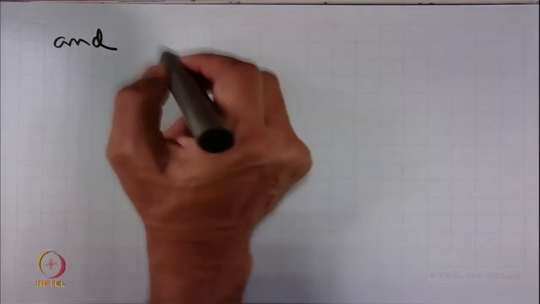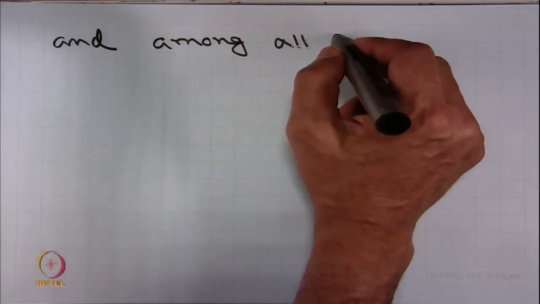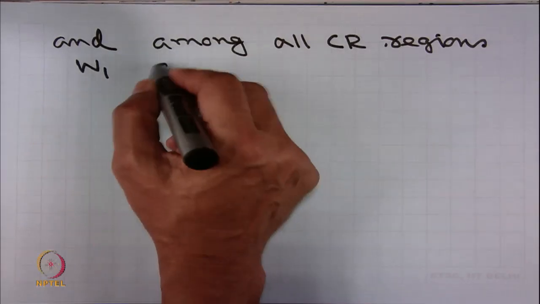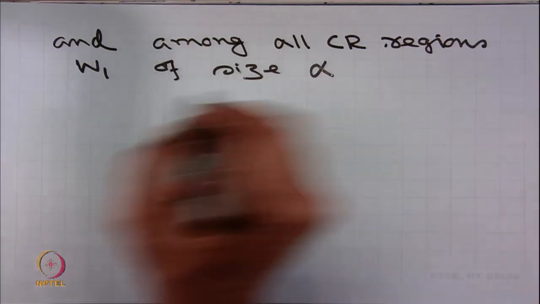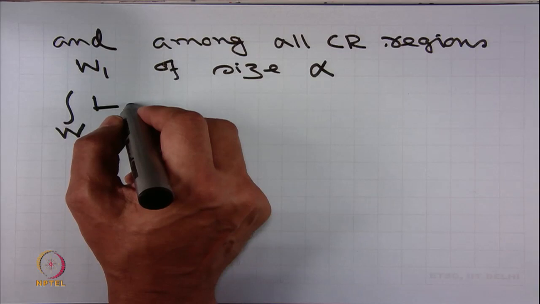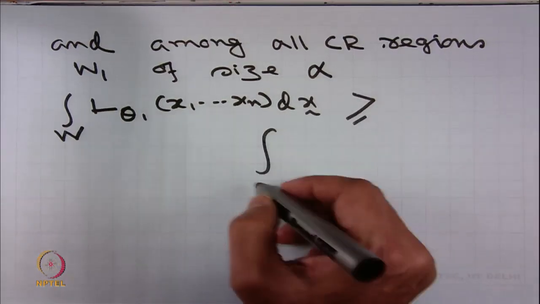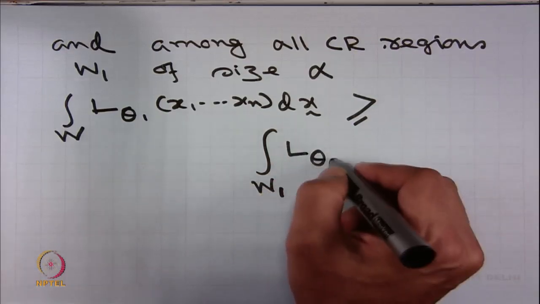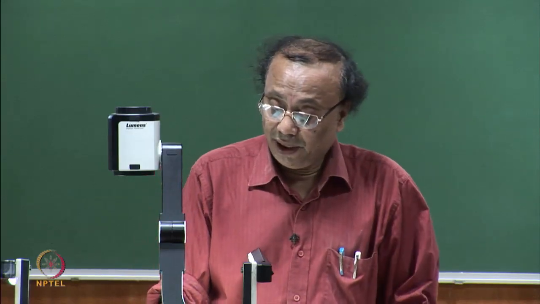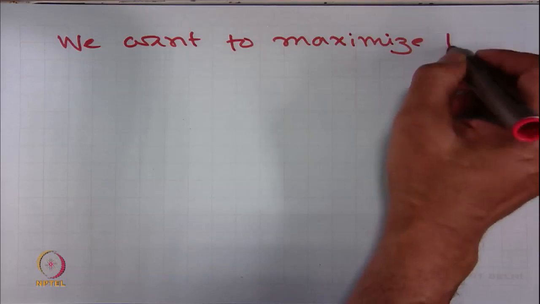And among all critical regions W 1 of size alpha, integration over W of L theta 1 of x 1 x 2 x n dx is greater than or equal to integration over W 1 of L theta 1 of x 1 x 2 x n dx. This is because we want to maximize 1 minus beta.